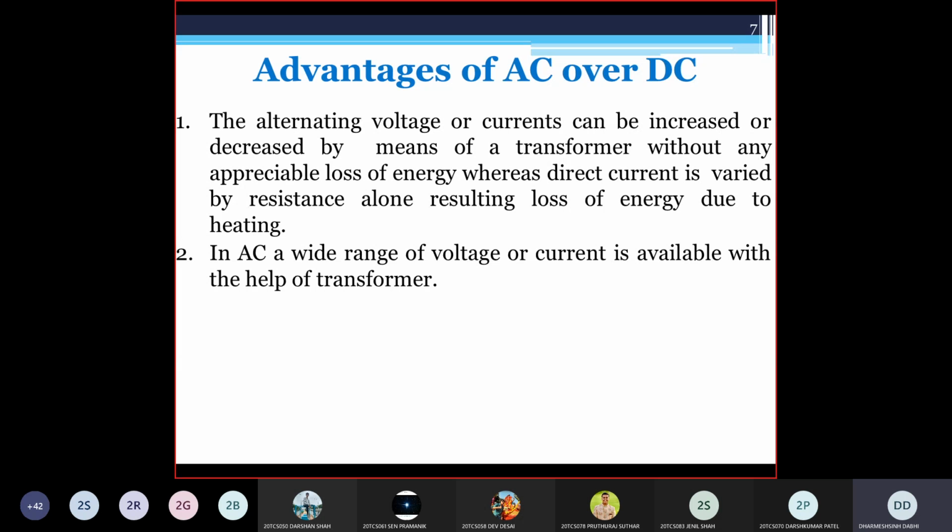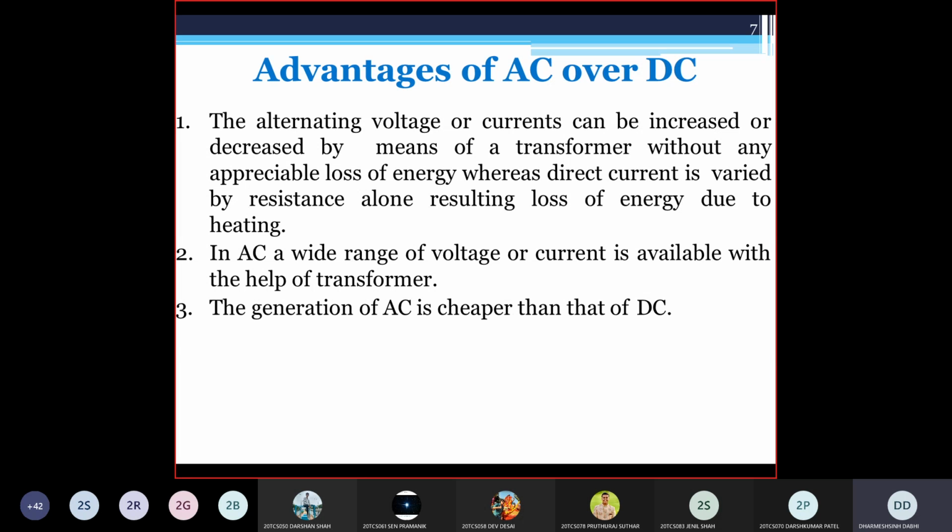The second reason is that in AC, a wide range of voltage and current is available with the help of a transformer. As I told you, we can step up and step down the voltage in the AC system by using the transformer. So you have a variety of range of voltage and current. As you increase the voltage, current will decrease. As you decrease the voltage, current will increase. Based on the transformation ratio, 1 to 1, 1 to 2, 1 to 3, you can change the value of voltage at the secondary side as well as the current. So you have a wide range of voltage available. For any voltage application, you can use the proper transformer to get the particular voltage. That flexibility is not available in the DC system.